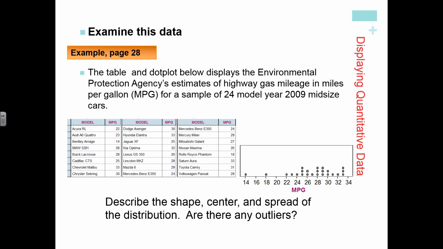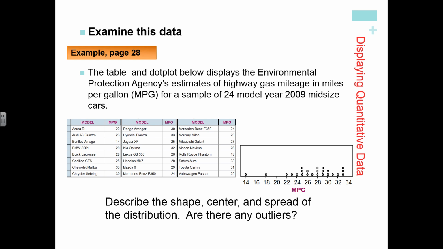Alright, so on page 28 of your textbook, we have an example that shows us the estimated gas mileage for different types of cars in 2009. Alright, so again, the individuals are the models, and the variable is your mileage per gallon. We have our dot plot that was already created for us that represents the distribution of the variable. So if I wanted to describe my data, so I want to do my SOCs, I want to describe shape, center, spread, and any possible outliers. I would simply look at the data and just say what I see.